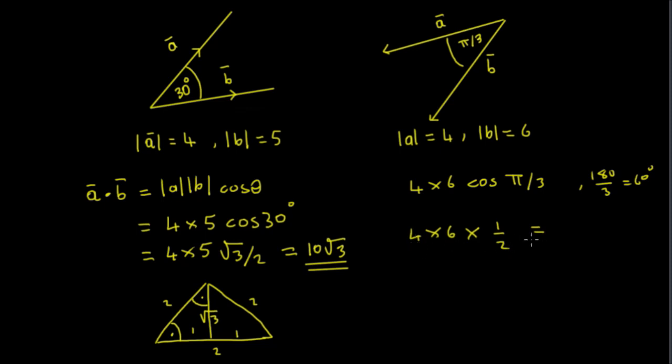So the dot product is going to be 2 times 6 equals 12.